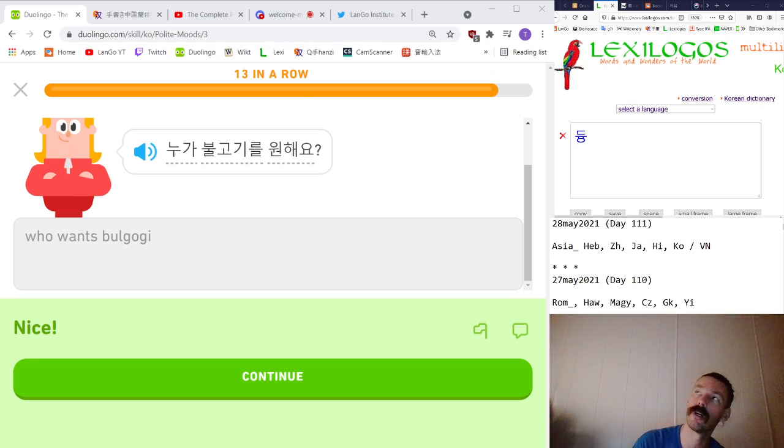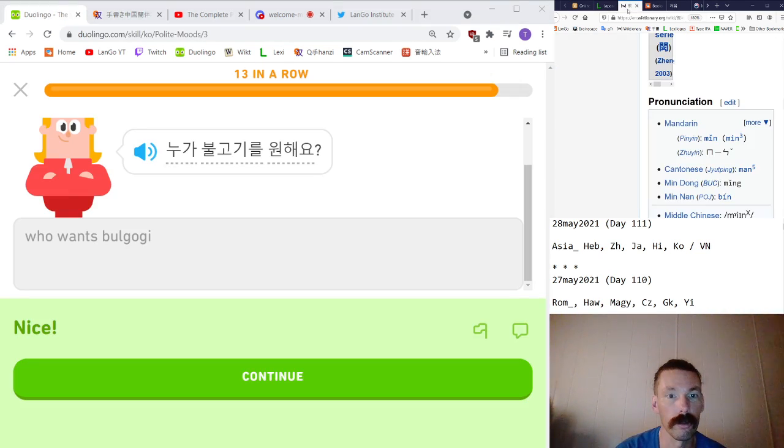Zhong with a retroflex stop, voiceless. And then this is guo, and it has the final K. Instead of being guk, it is guok, which is closer to Middle Chinese too. It was guok.